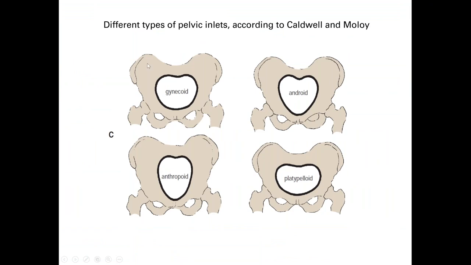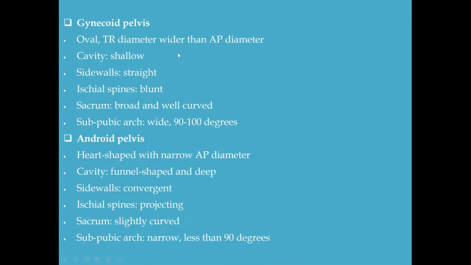Here we have the four major pelvic types: gynecoid, android, anthropoid. What is the characteristic of the gynecoid pelvis? The inlet is oval, the cavity is shallow, the sidewall is straight, the ischial spine is blunt, the sacrum is broad and well curved, and the suprapubic arch is wide, between 90 and 100 degrees. So the gynecoid is the ideal female pelvis, and the other one is the android pelvis.